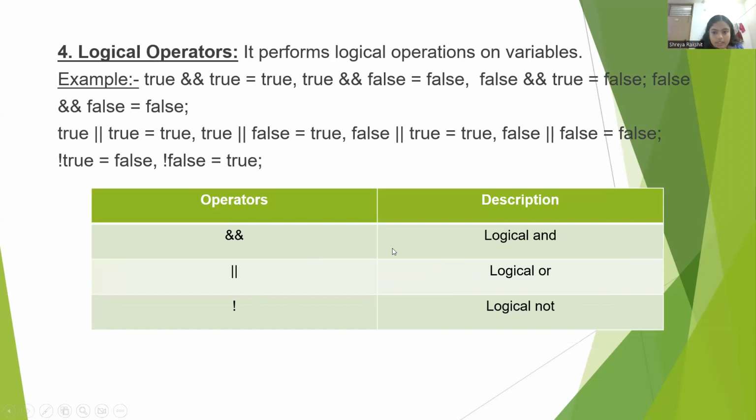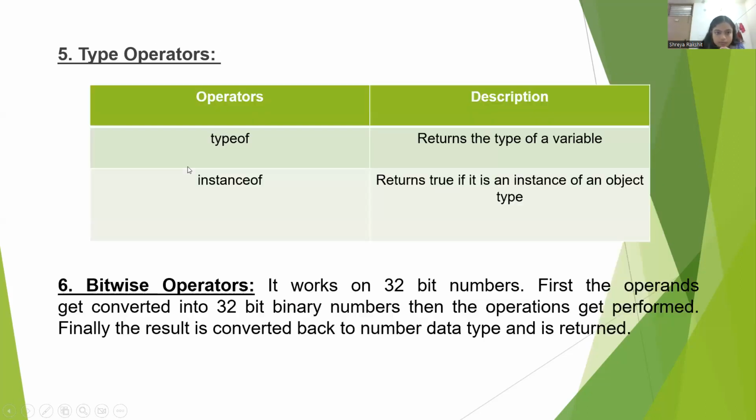The next is logical operators, logical and, logical or, and logical not. Logical and returns true if all the operands are true, and logical or returns true if at least one of the operands is true. And logical not complements the input such that not true is equal to false and not false is equal to true. The fifth one, type operators. The first one, typeof operator, returns the type of variable, and instanceof operator returns true if it is an instance of an object type only.